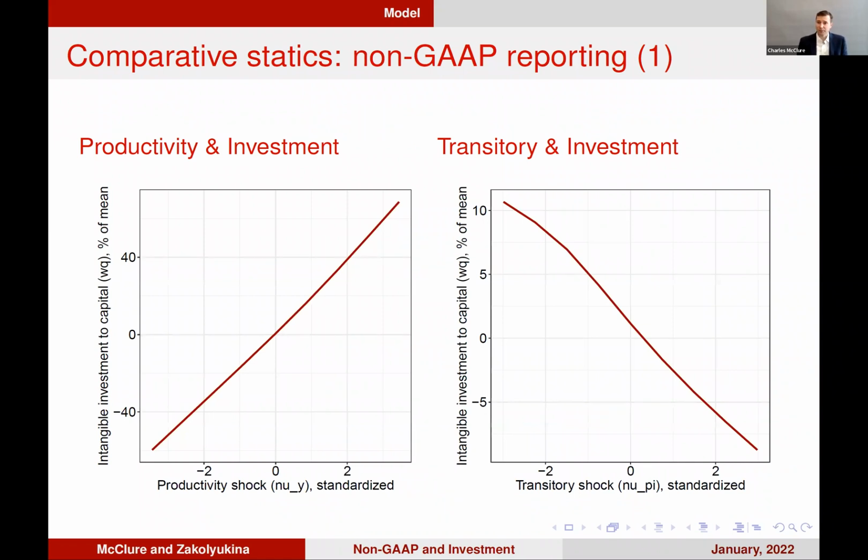Now things change a little bit if you allow the investors to recognize both GAAP and non-GAAP earnings simultaneously. The productivity investment is going to be unchanged, but on the right-hand side you can see that there's actually a negative relationship now between the transitory shock and investment. The idea here is that by being able to observe both signals simultaneously, these two signals of GAAP and non-GAAP earnings are not only indicative of the firm's fundamental value, they also provide incremental information about the two signals themselves. So when investors are able to process both pieces of information simultaneously, they're going to say, look, we know we have to put a positive weight on one of these two signals, because both of them are positively related to the fundamental value.